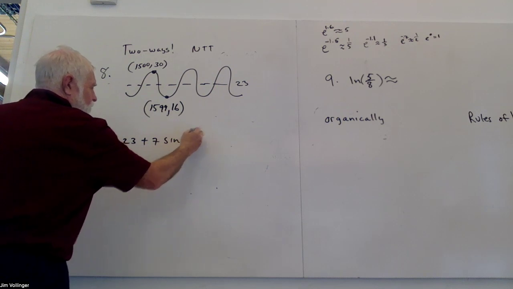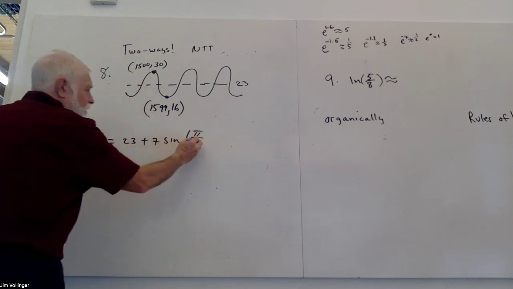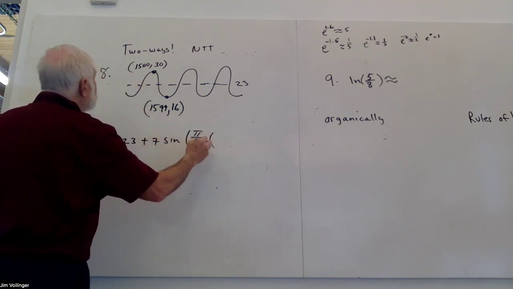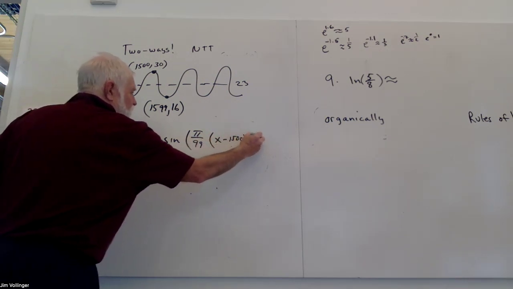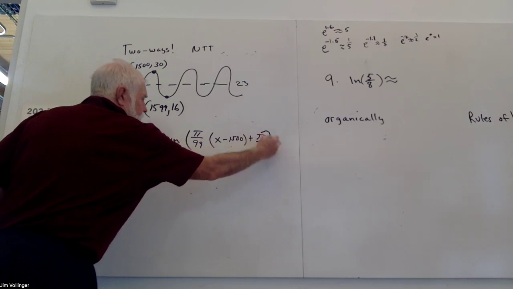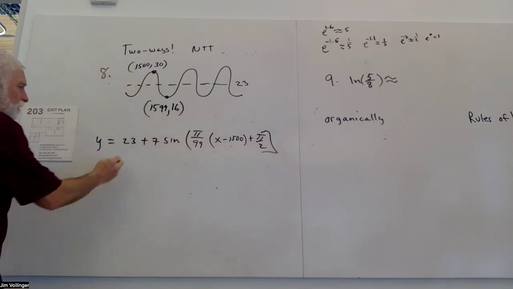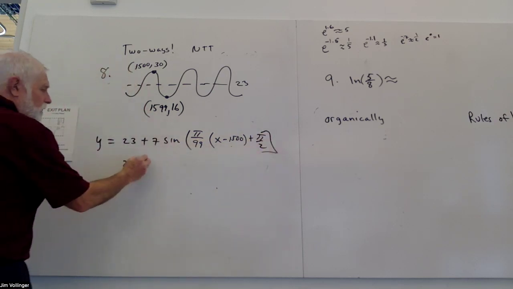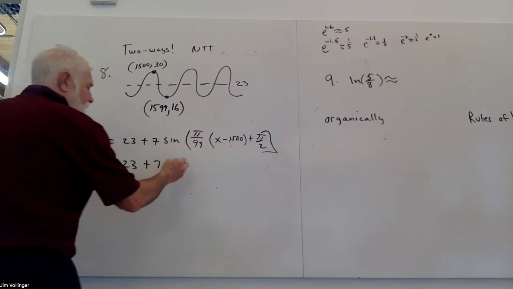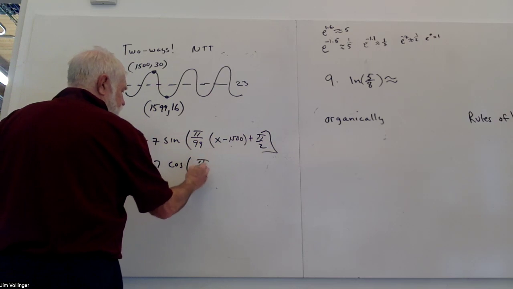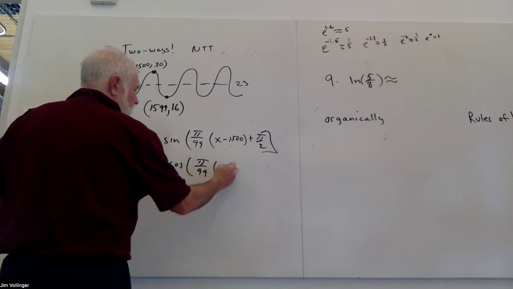pi, half a revolution, took 99 years. X minus 1500 plus pi over 2. Yeah, that takes care of that one. So we could also do 23 plus 7 cosine pi over 99 x minus 1500.